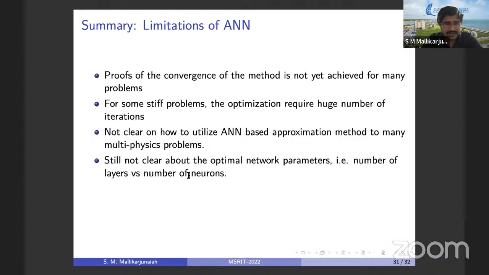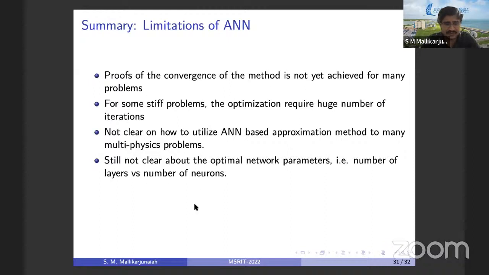And then more importantly, there is still no clear argument about the optimal network parameters. That means how many layers I need to see a certain convergence rate, and how many neurons I need to see a certain convergence rate. Now, if we look at the universal approximation theorem, it just says that if you use one layer and a sufficient number of neurons, I say sufficient number of neurons, you can get a good approximation. That's not clear. Nowadays there are some proofs, there is some improvement in this direction.